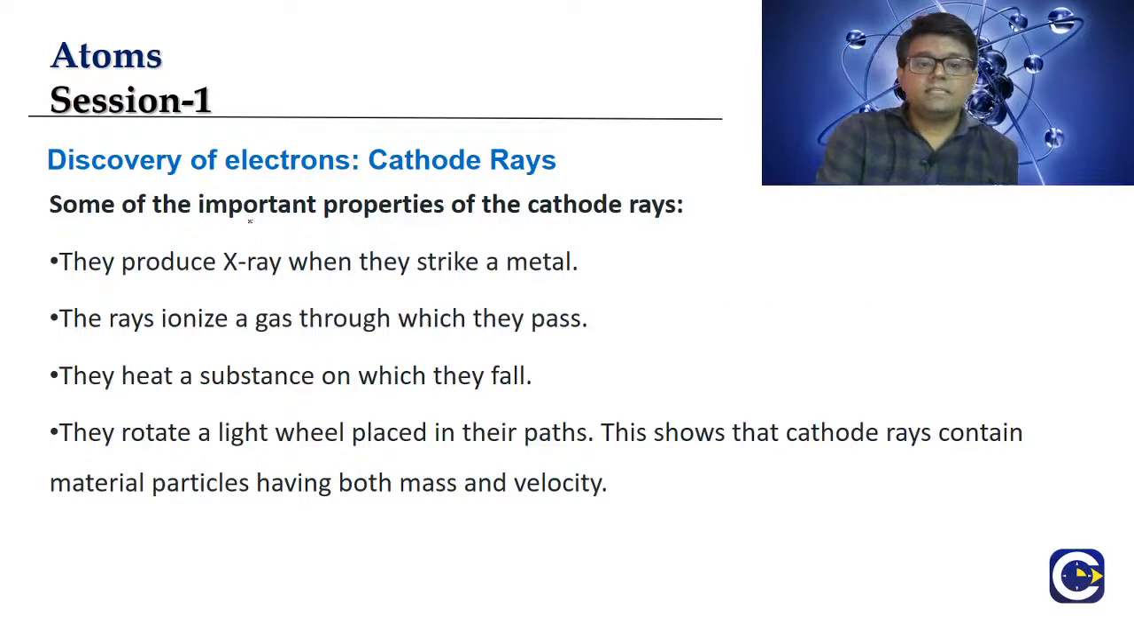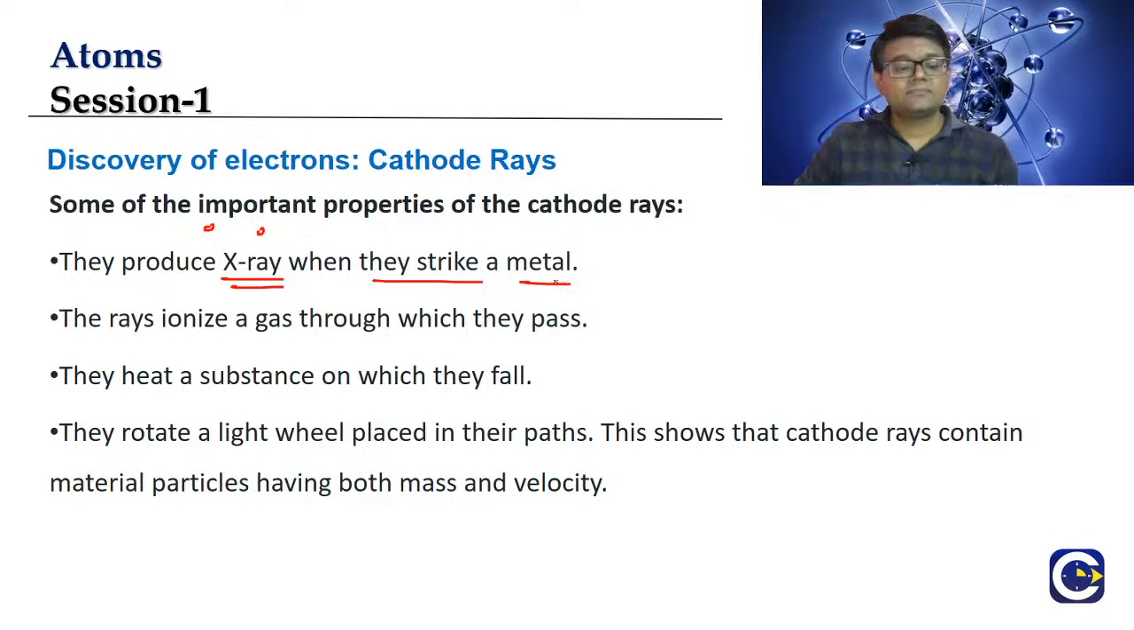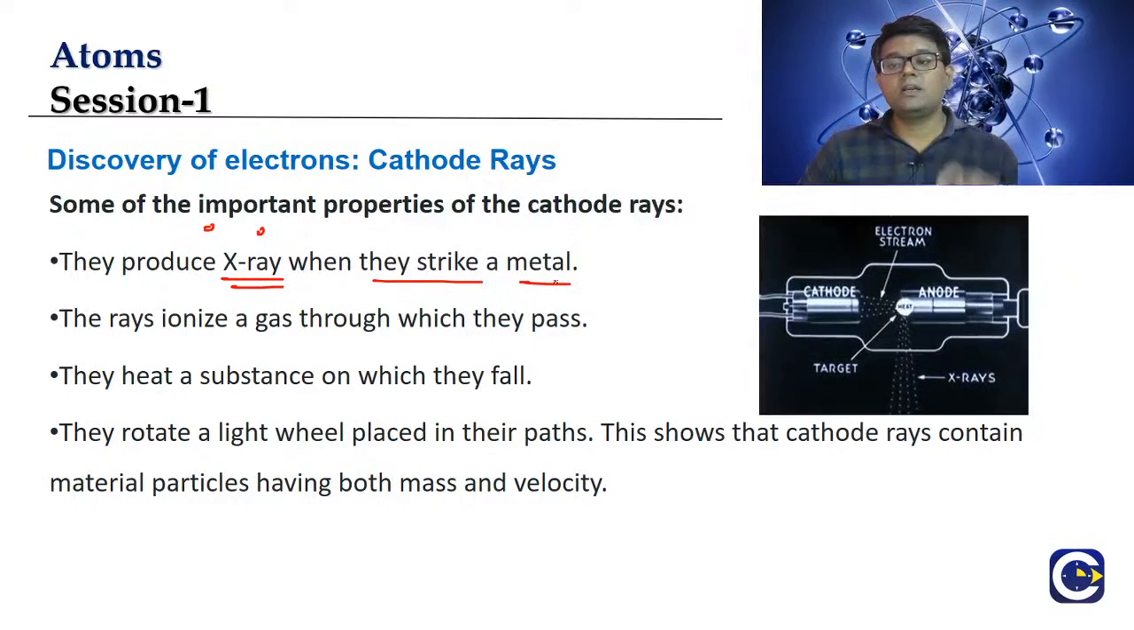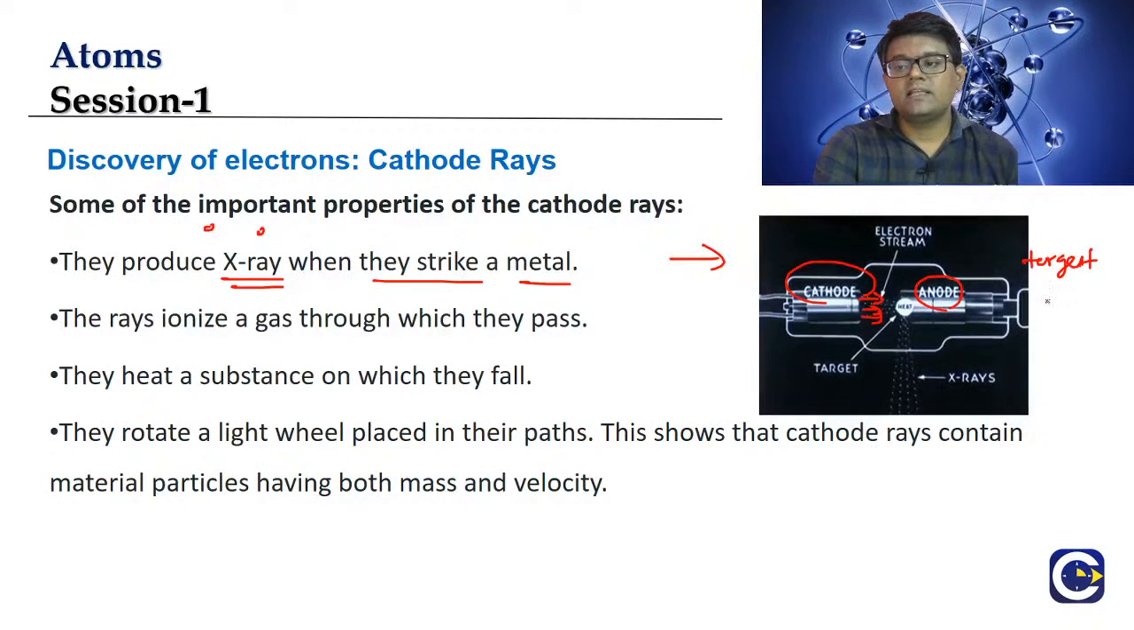And this is something that in the discussion of the dual nature chapter we talked about. These cathode rays produce X-rays when they strike a metal. I hope you are able to recall, we have looked at this diagram also. So from the cathode, if we have cathode rays being produced and they are made to impact on the anode, this is what we call the target metal. So the anode is what is called the target metal.